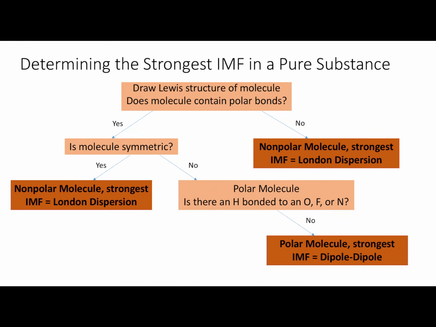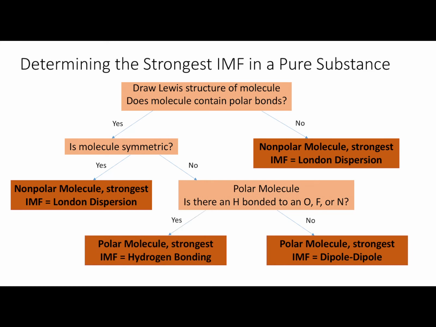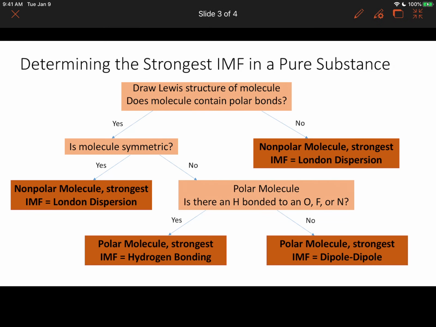If the answer is no, then we simply have a polar molecule with the strongest intermolecular force being dipole-dipole forces. However, if there is a hydrogen bonded to either an oxygen, nitrogen, or fluorine in the molecule, then we have a polar molecule whose strongest intermolecular force is hydrogen bonding. It is a good idea to look at this chart not only through conversation, but with an example. So, let's do an example.